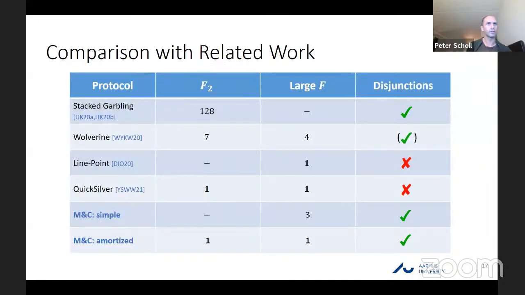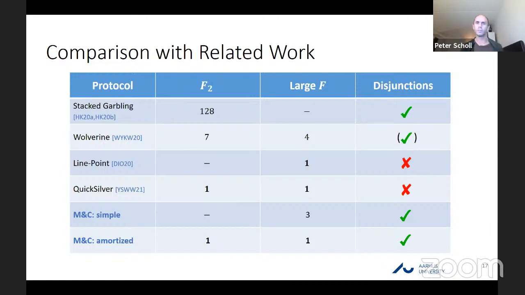Okay, and before concluding, I'll do a brief comparison with some related work. So these are all protocols on the slide here in a somewhat similar setting to mac and cheese, focusing on prover efficiency and sacrificing succinctness. So the first one is this stacked garbled circuits approach from last year, which is the only protocol in this family which was previously shown to support disjunctions.